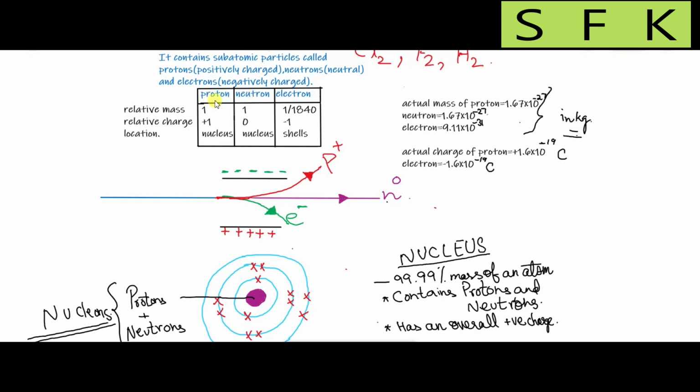Location: both protons and neutrons are found inside the nucleus of an atom, but the electrons revolve around the nucleus in their respective orbits called shells. These shells are also called the principal quantum shells.